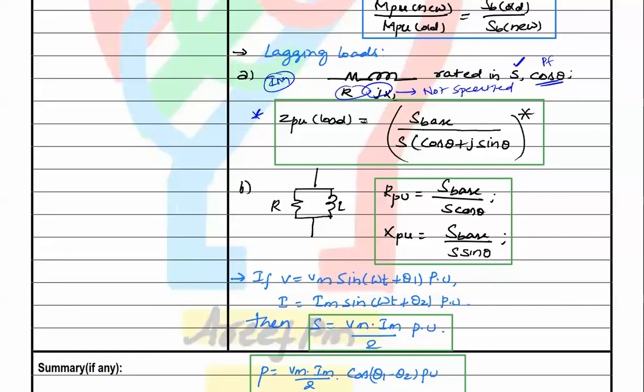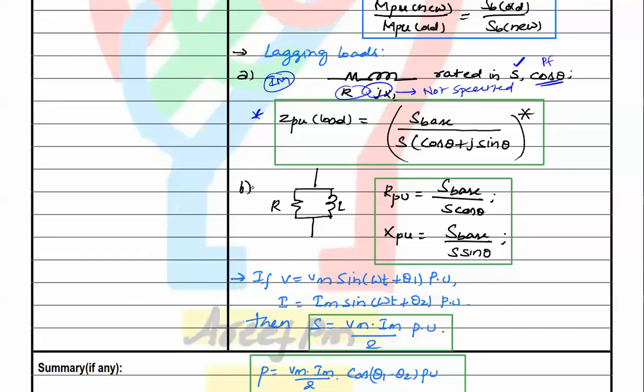So Z per unit old is equal to S base divided by the actual value given, into cos theta plus j sin theta. So it's a complex conjugate, don't forget this point. Along with the options, they will give the answer without the conjugate here.